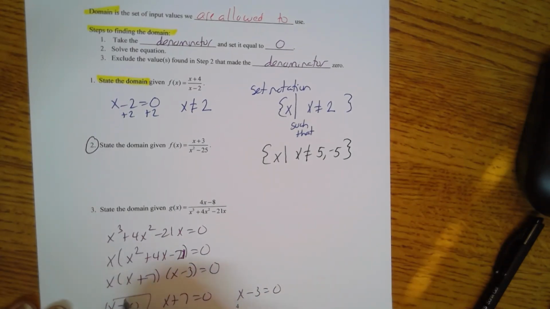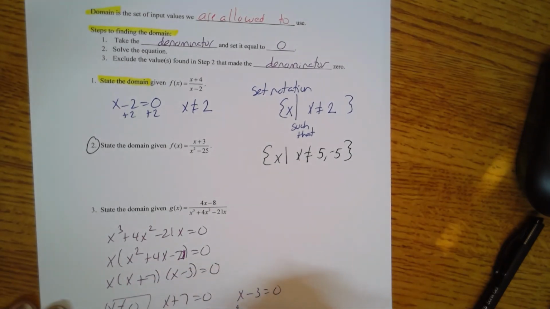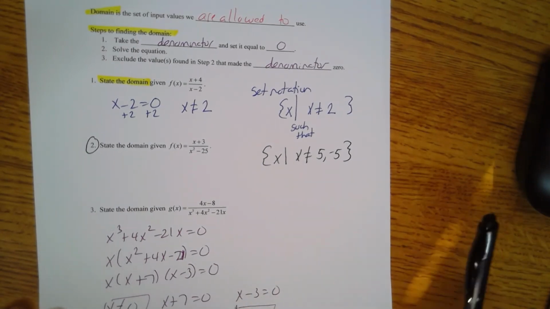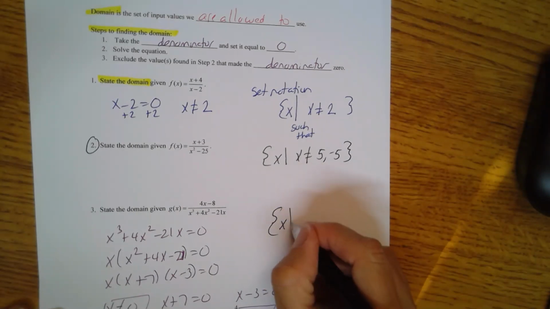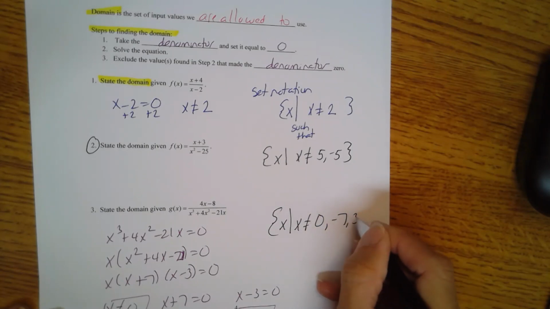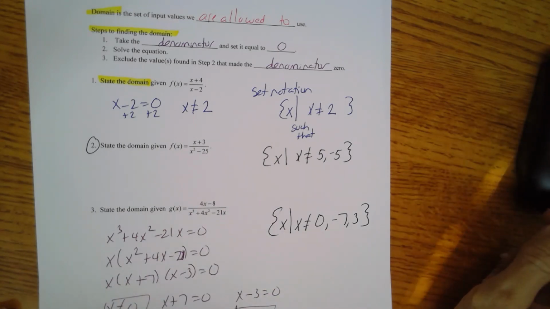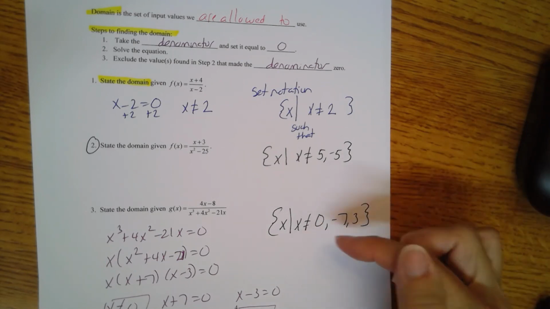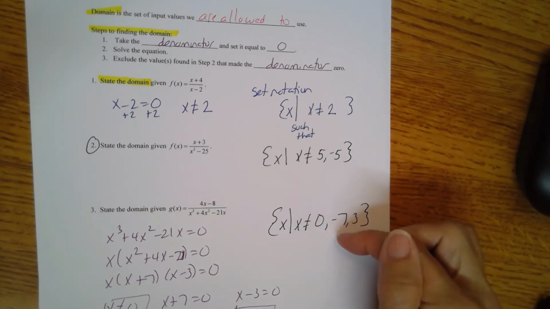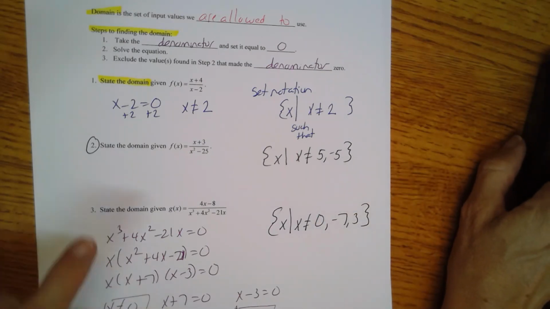So this is one answer we don't want. Subtract over the 7. This is another answer we don't want. Add over the 3. This is another answer we don't want. So there's 3 values we can't use. So the set of all x's such that x cannot equal 0, negative 7, and 3. So there's 3 values we have to get rid of. But we can use every other value, positives, negatives, fractions, decimals. 0 we can't use, but we can use anything close to 0, close to negative 7, close to 3, but we can't use those 3 values. That's how you find the domain.